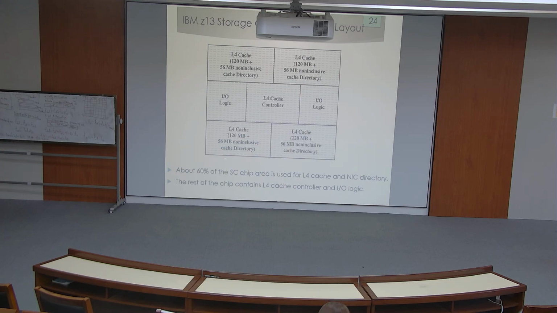So about 60% of the storage controller chip area is used only for the level 4 cache memory and the directory. The rest of the chip contains the level 4 cache memory controller as well as the input-output logic. So this is the IBM z13 storage controller chip layout.